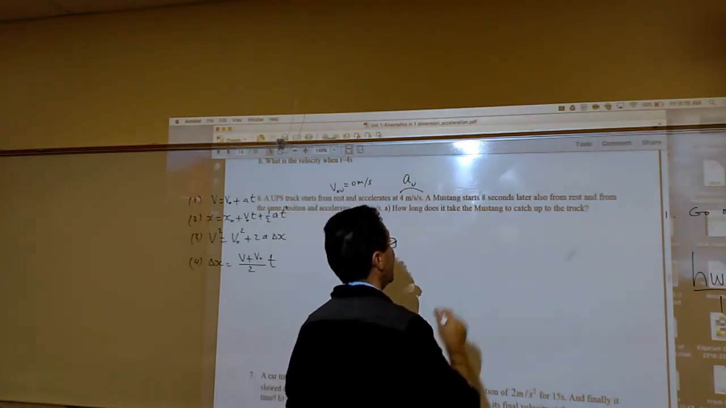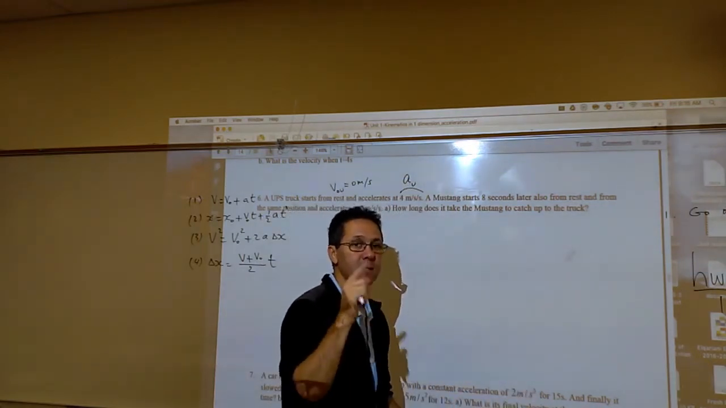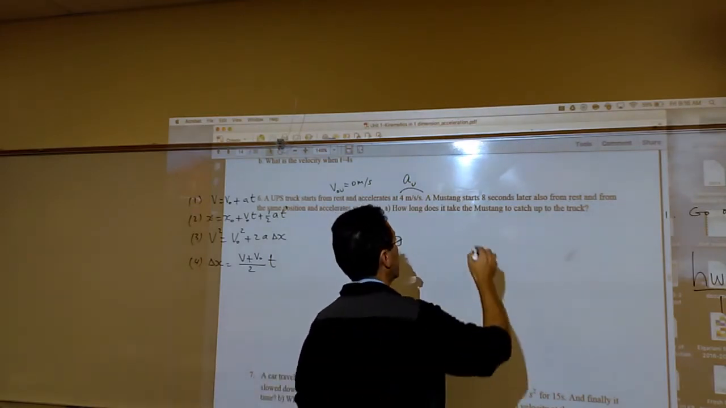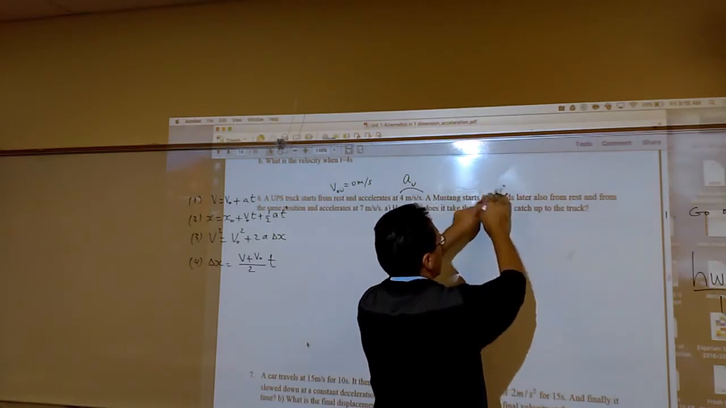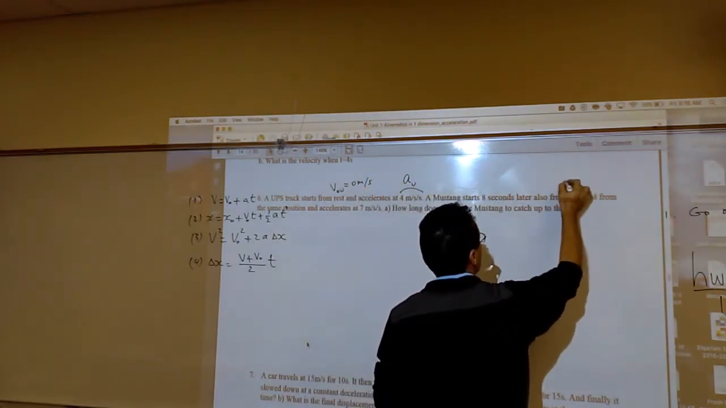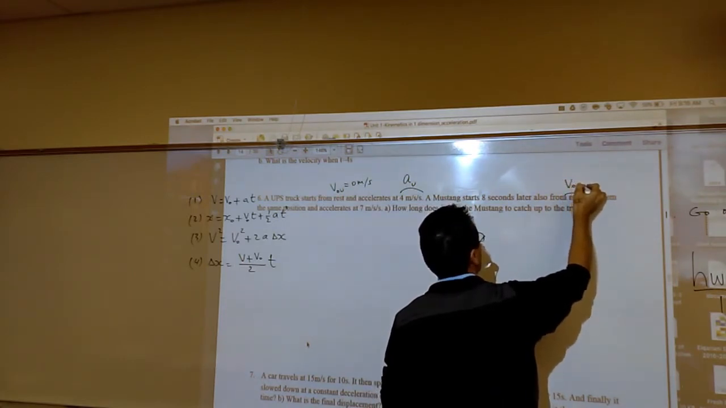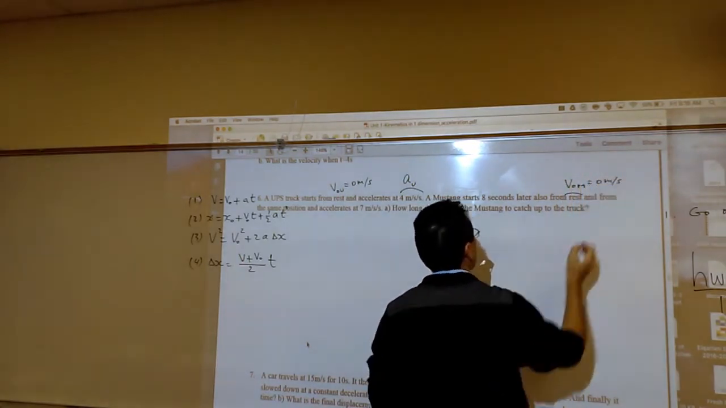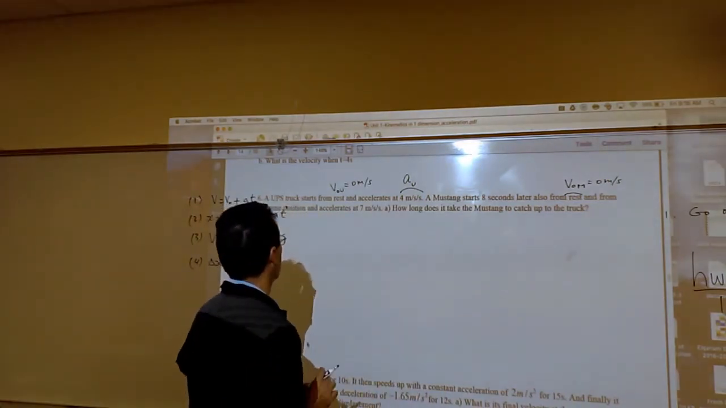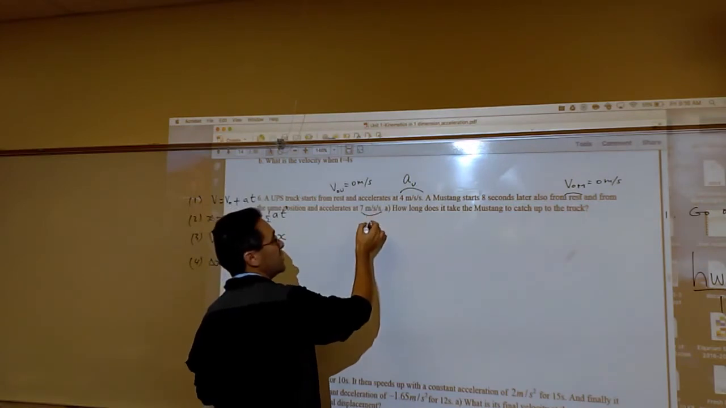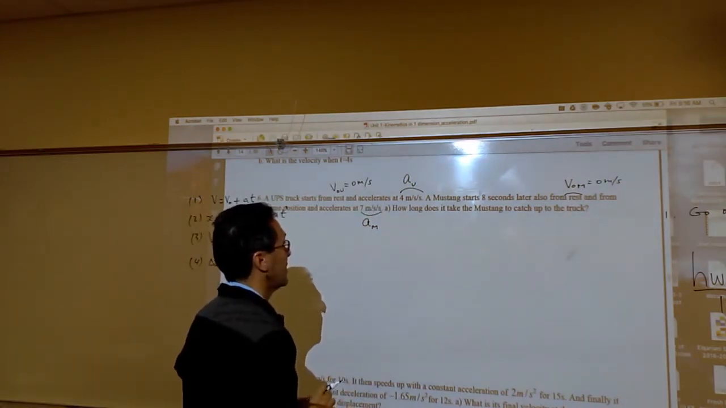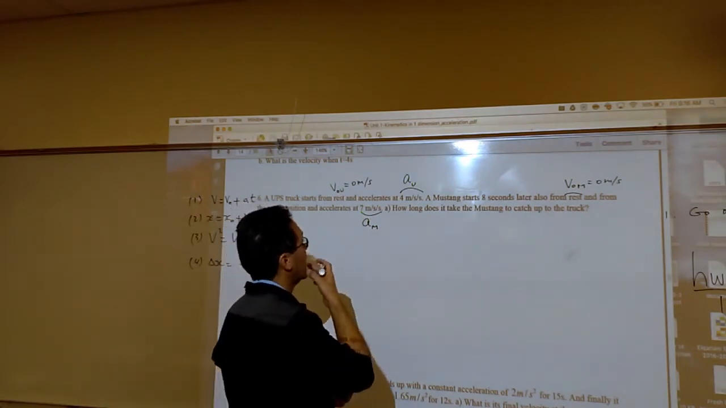A Mustang starts 8 seconds later, which means it's going to take less time. Later does not mean more time, so you subtract from the Mustang or you add to the truck. It starts from rest also, so the initial velocity of the Mustang is 0, and from the same position, so at least we're starting from the same origin. It accelerates at 7 meters per second squared, so that's the acceleration of the Mustang. How long does it take the Mustang to catch up to the truck? So meaning time.